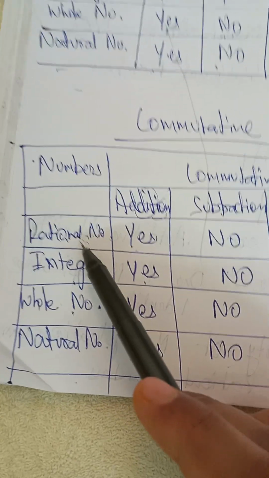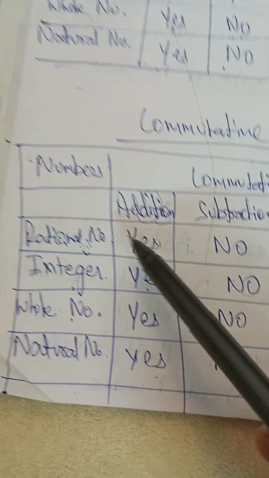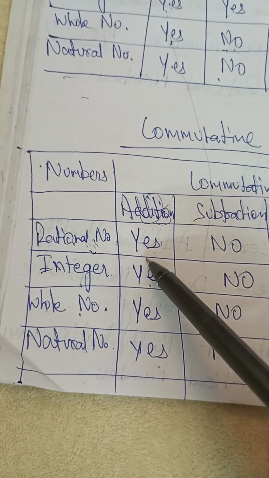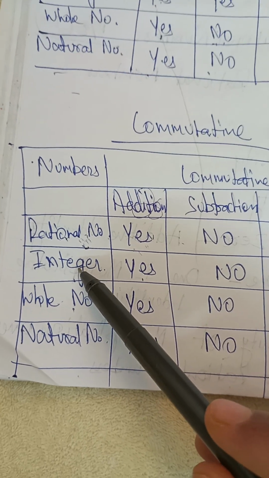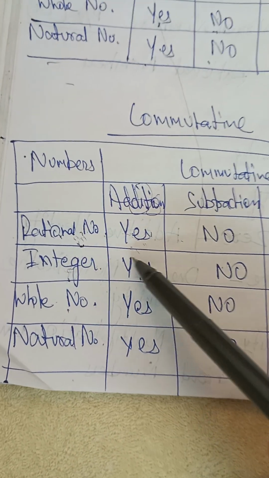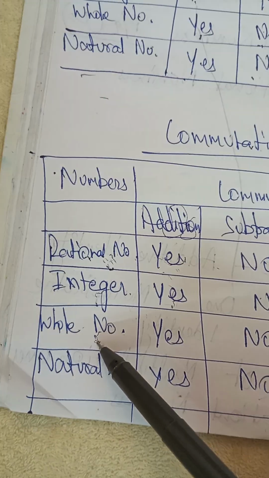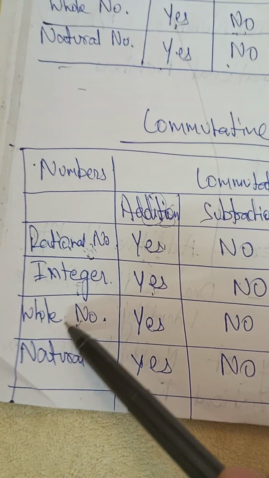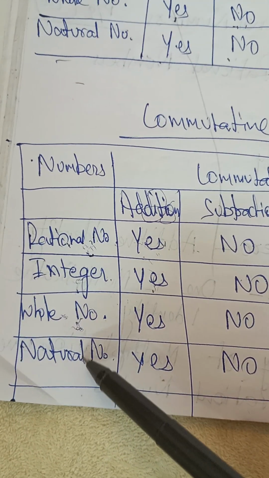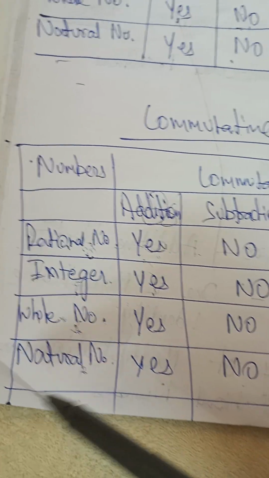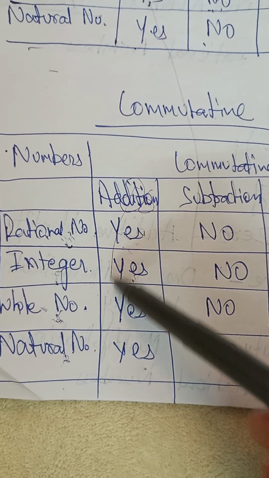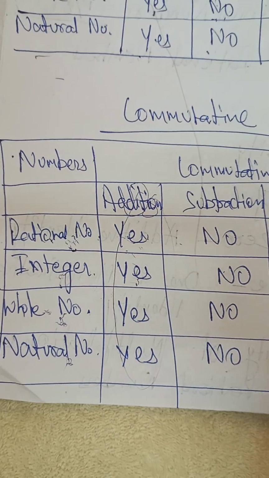Whenever we are adding any two rational numbers, it is commutative, which means we can change the order and the result will be the same. For integers, whenever we are adding any two integers, even then we can change the order and get the same result. For whole numbers, yes, 2 plus 3 we can write as 3 plus 2. For natural numbers, yes, same. So addition is commutative for all the numbers.